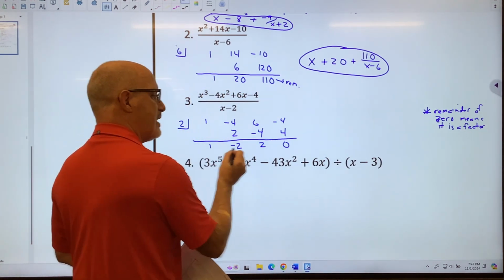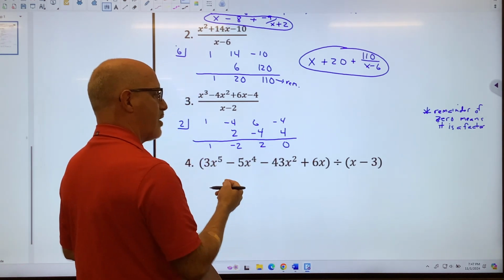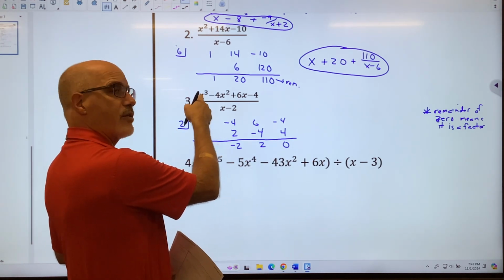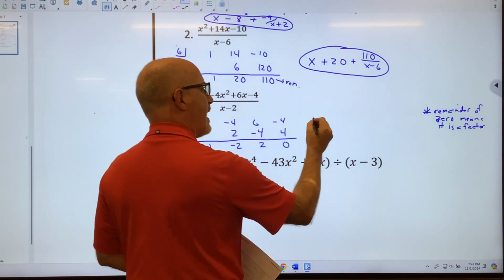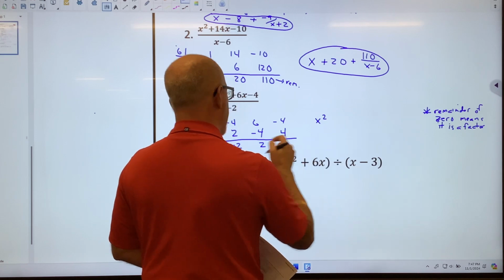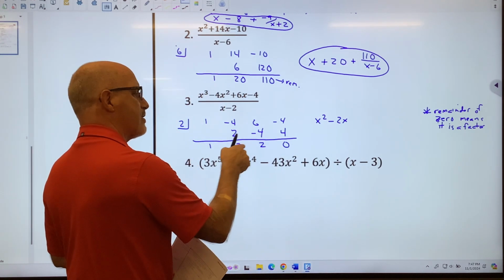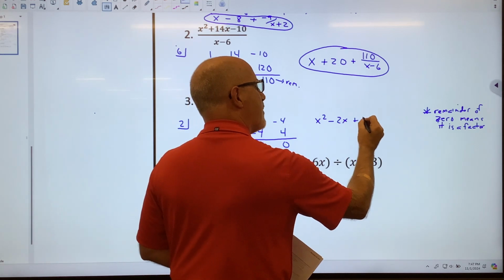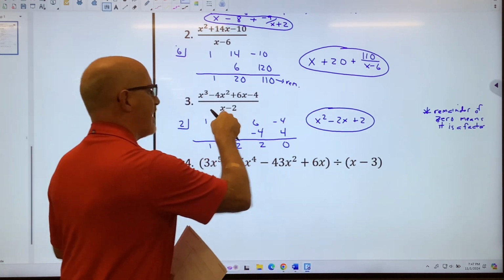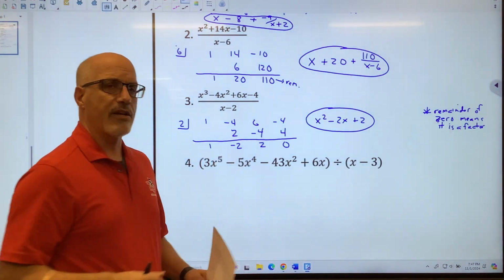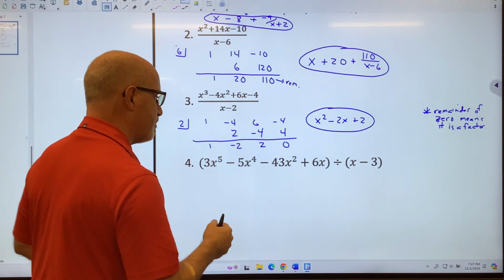So I'm going to use these numbers as part of my final answer. These are the quotient coefficients. So I'm going to start 1 degree less than this one. So I have an x cubed here. I'm going to make it 1x squared. Next, I'm going to make it minus 2x. I go down in exponents, plus 2. And I don't have to write plus 0 over the divisor x minus 2 because I have a remainder of 0. All right, so that gives me the factorization.